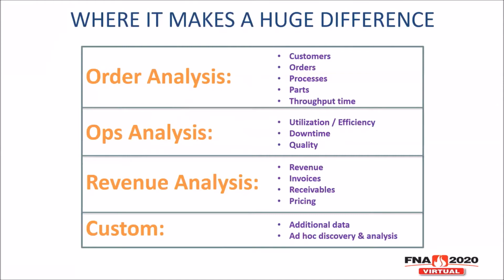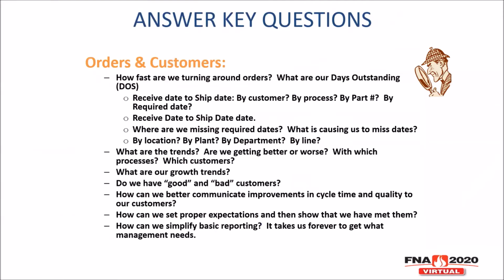If you drill in on order analysis, we're going to go into some examples in a minute, but the questions would be, how fast are we turning around orders? What are our days outstanding? Receive to ship date, by customer, by process, by part number. You want to drill through and see, is it a customer issue? Is it a custom part for some customers? Is it a general part with some process problems for all my customers? What you do, based on how those questions come out and what the data shows, is very different.